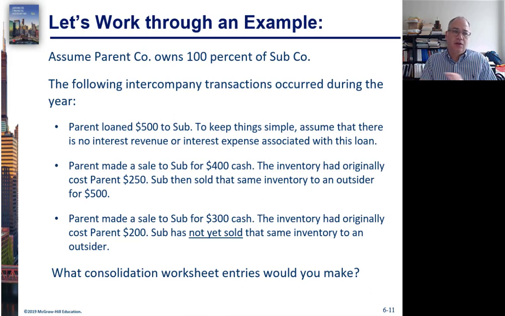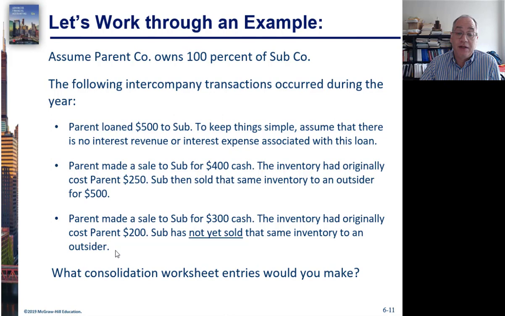So let's do an example that has a little more detail to it. The parent loaned $500 to the sub, and there's no interest involved in this loan, an interest-free loan. The parent made a sale to the sub for $400 cash, and the inventory originally cost the parent $250, and then the sub sold the inventory to an outsider for $500. So two sales were recorded for the same inventory: the parent's sale to the sub for $400, then the sub's sale to the outsider for $500.